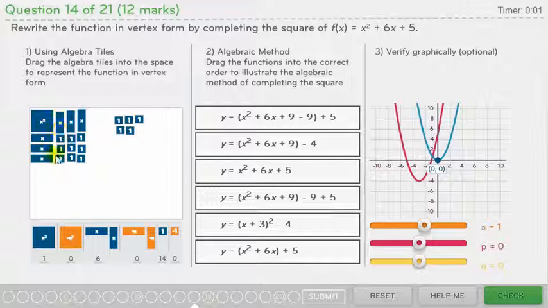Now, we can't just arbitrarily add in 9 ones tiles. If we want to do that, we need to add in the same amount of negative ones tiles on the outside of our square. Finally, we know that a 1 and a negative 1 tile makes a 0 pair, so we can remove those tiles to see what we're left with now that we have completed our square.